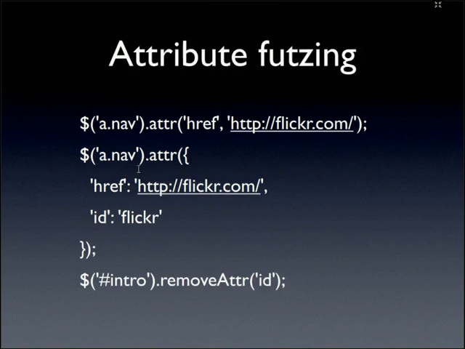We can change an attribute. For example, this first line takes all the links in the page with a class nav, the A anchor elements, and will change the value of the href attribute to this website. So it will hijack, redirect all the links to that website. It's not particularly useful, but it can be done. If there is only one link that matches this selector, then only that one is modified. If there are 200 links that match, all of them will have their attribute modified.